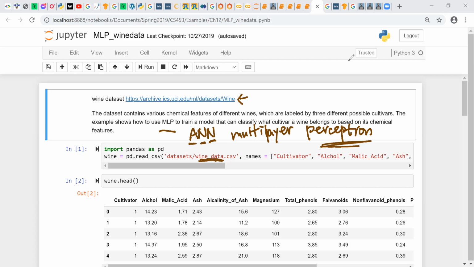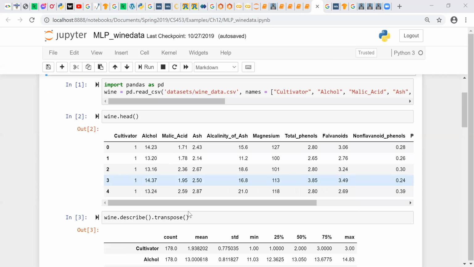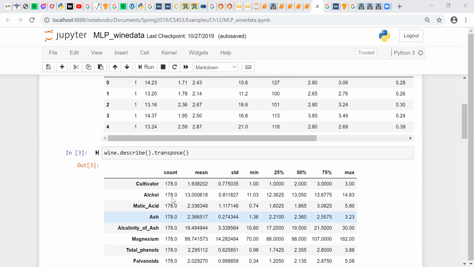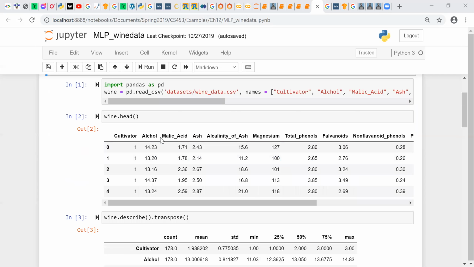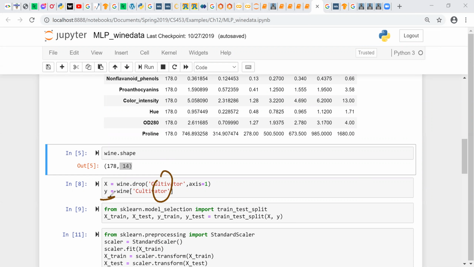We use that wine data. The basic data frame looks like this, and in total you have 178 samples and a certain number of features. We have 14 columns in total. We are going to use 13 features, and this column as our y value.